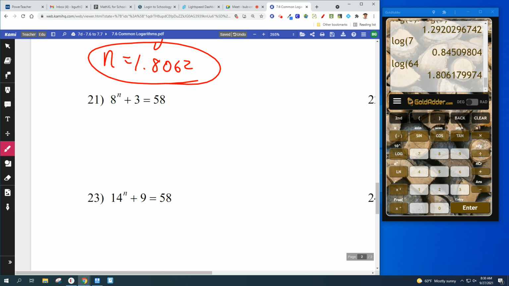Okay, this one's going to be different because it's not a base 10 anymore. So we're still isolating. We're going to subtract this 3 and get 8 to the nth power equals 55. But this time I have to cancel out that base 8. And if I want to cancel out a base 8, I'm going to use a log base 8 on both sides.